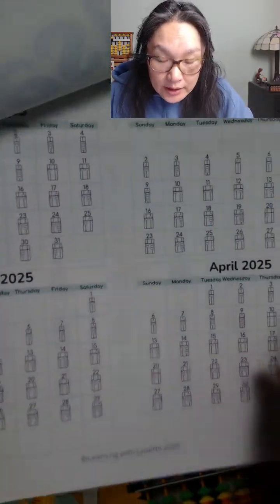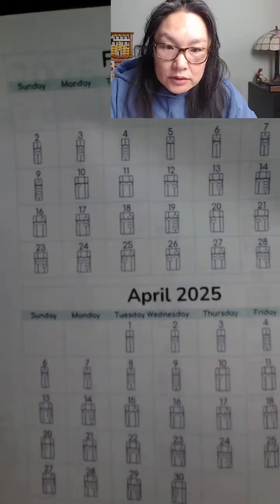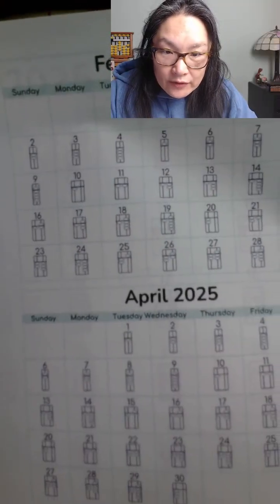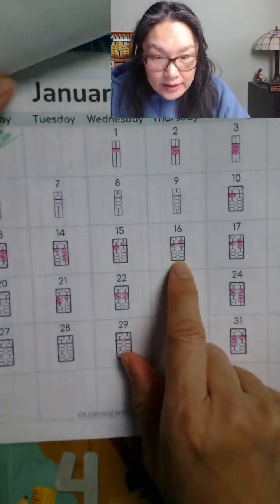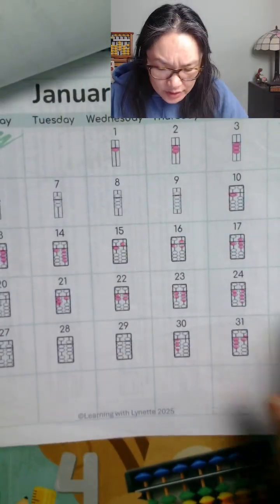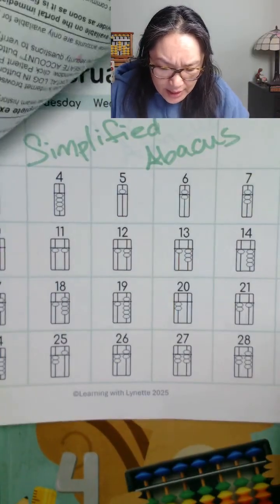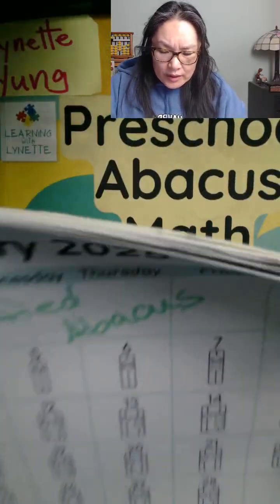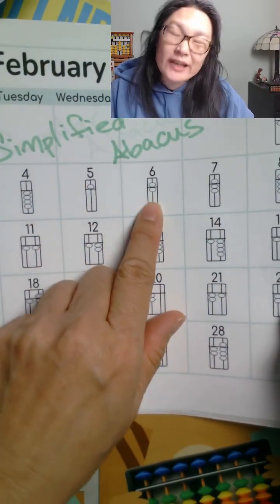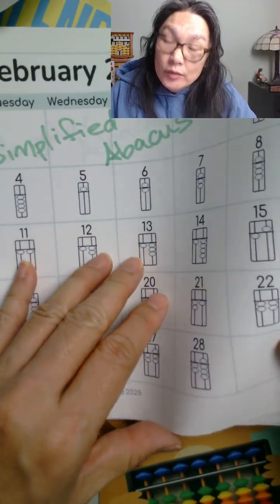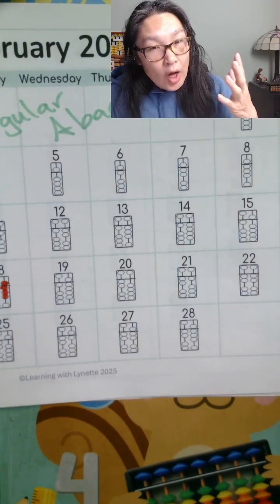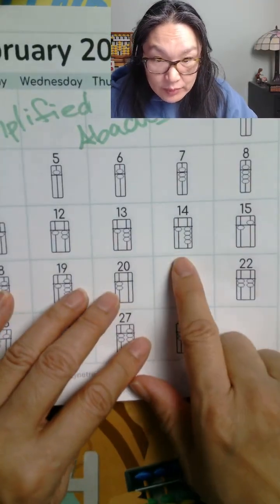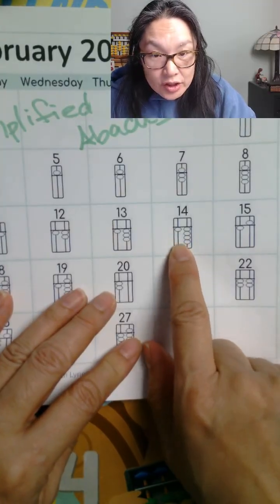Now, if you look, this one is 4. We're done with February. We're in March, and I have to update my calendar, which I'll do today. The idea here is that they can color in the abacus just to get used to looking at the numbers. I have two ways. I have a simplified abacus for when there are too many beads and it gets complicated. This is 14, but it's really a lot for the kids to see, so you might want to use a simplified one. And this is just making sure the beads are counted.